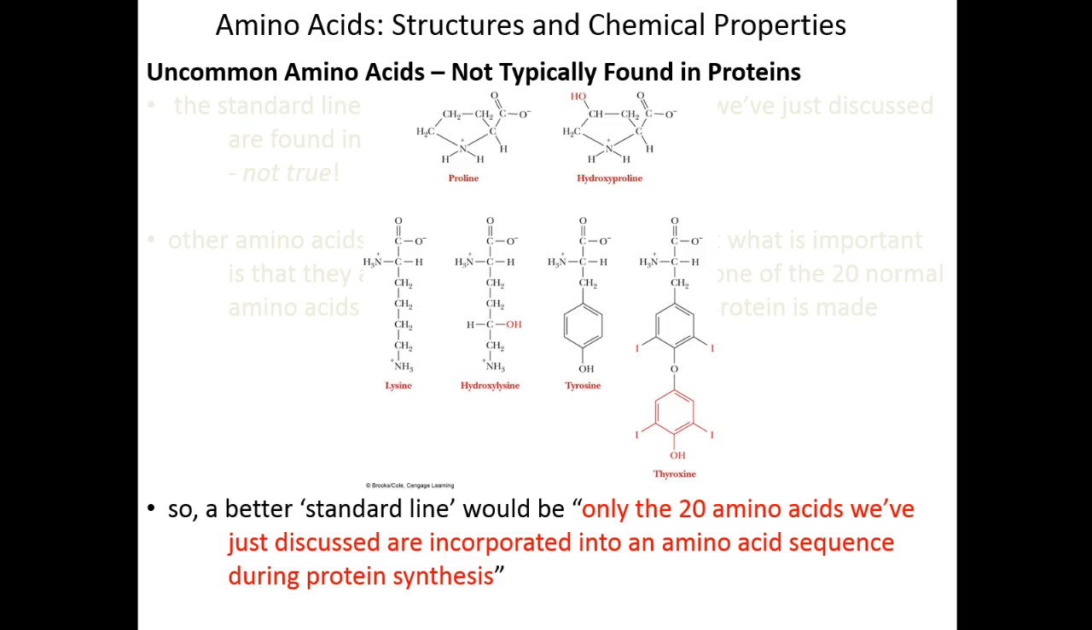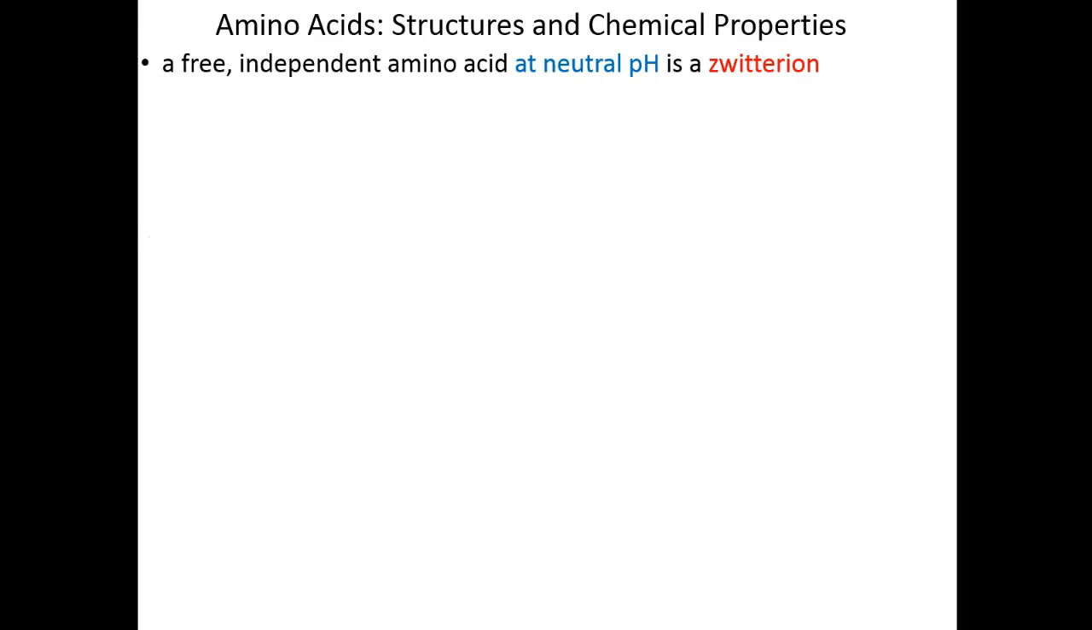So probably a more appropriate way to describe this would be to say something like: only the 20 amino acids we've discussed are incorporated into an amino acid sequence during protein synthesis. Once those normal 20 amino acids have been put into place, they can be further modified and derived into other amino acids right there in situ, right there as part of the protein they were added to.